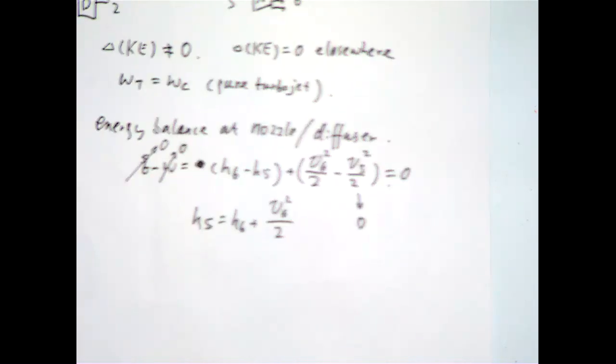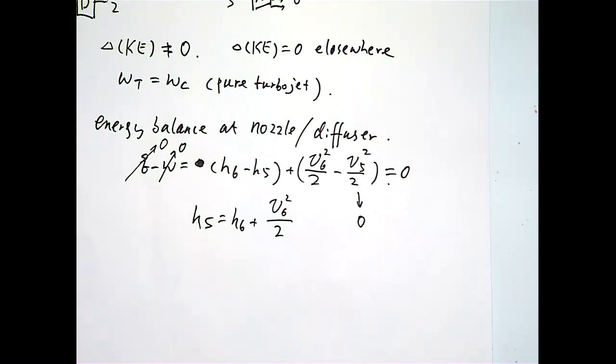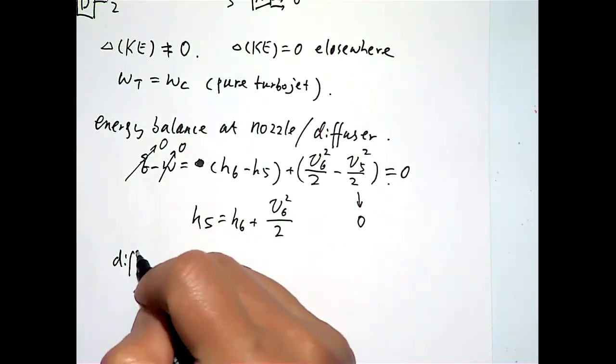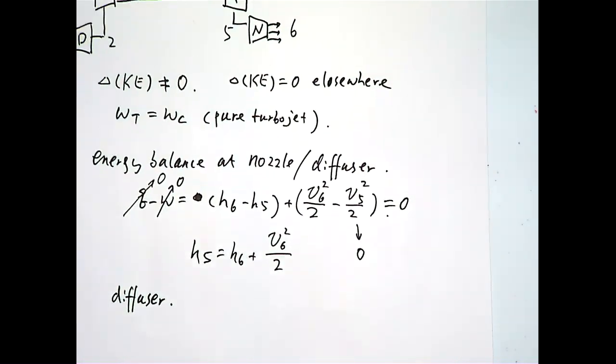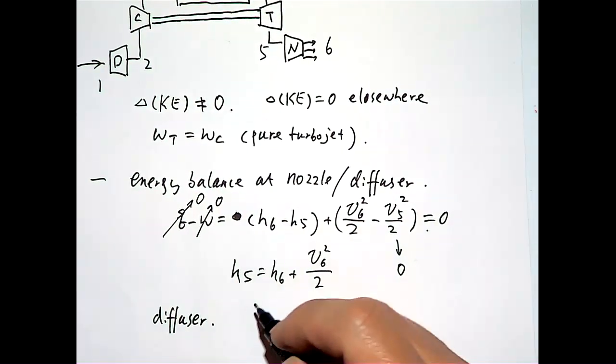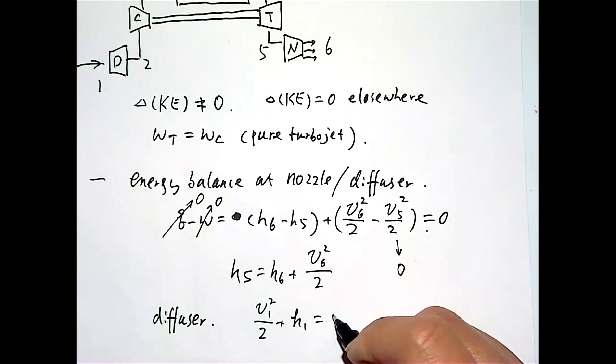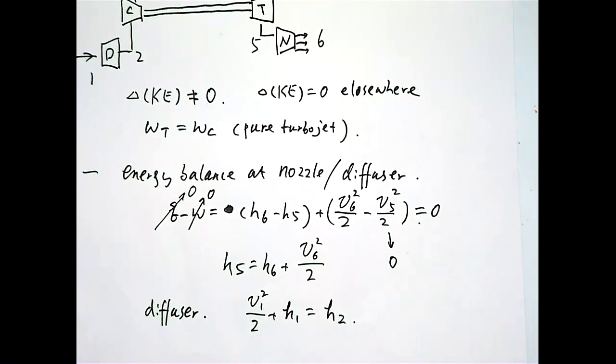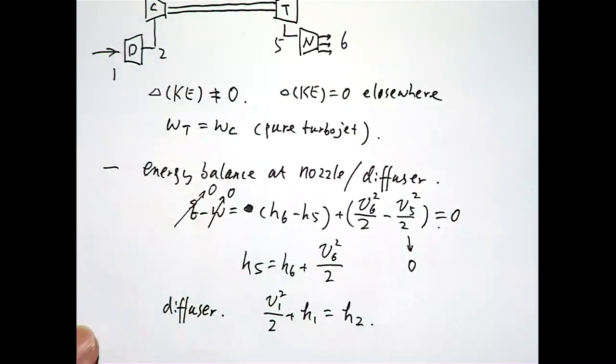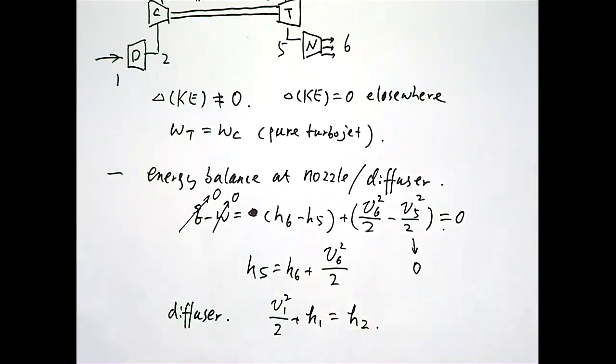And a diffuser is a similar thing, just the reverse process. At the diffuser, from state 1 to 2, we have the kinetic energy coming in and the enthalpy coming in, which equals the enthalpy of state 2. Again, here the velocity is not 0. I should say the velocity certainly cannot be 0, otherwise it cannot pass through this device as a flowing system, right? But the kinetic energy term is very small, so I just ignore it there.